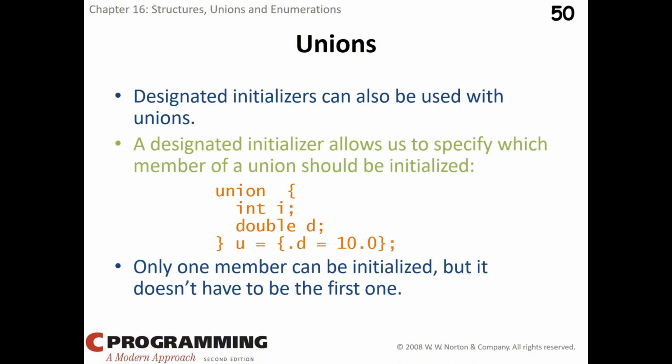In a union, designated initializers allow us to specify which member of the union should be initialized. This means that we can explicitly choose which member to assign a value to. We can see the example here in our slide. It's important to note that only one member can be initialized at a time, but it doesn't necessarily have to be the first one.